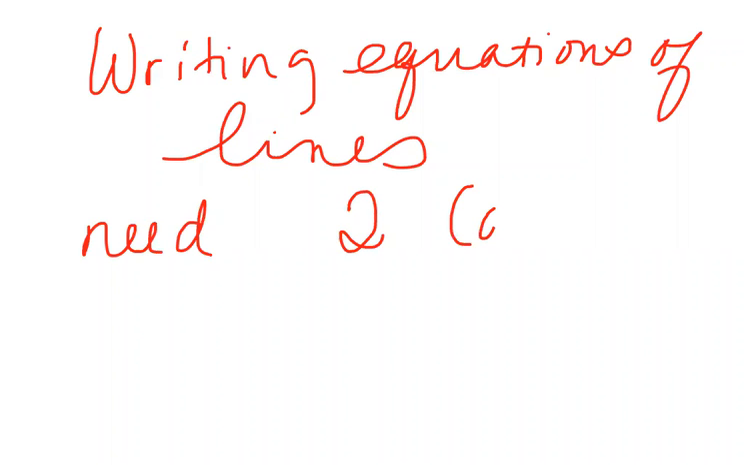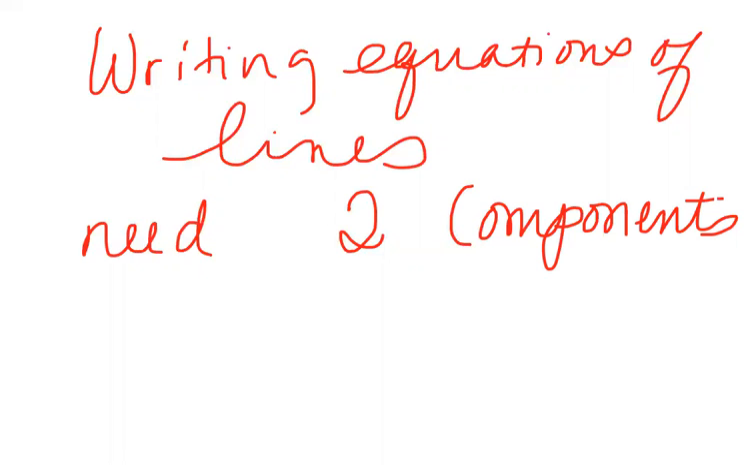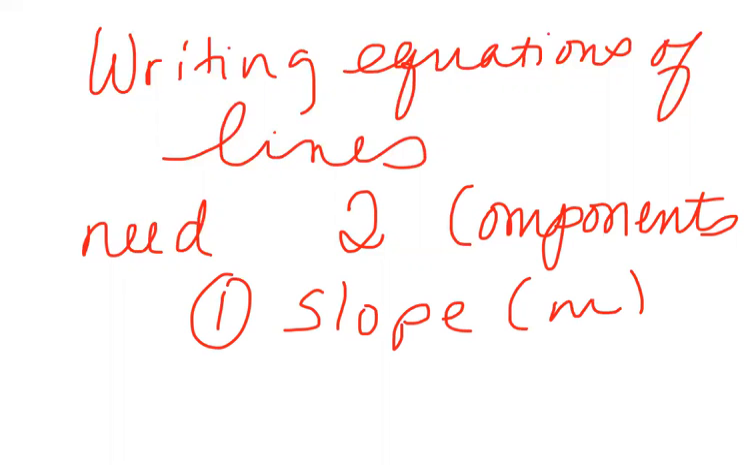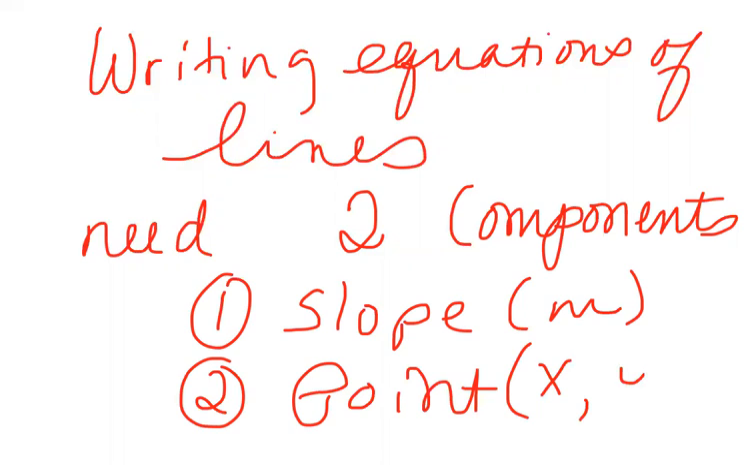typically two components, okay, when you're writing the equation of lines. And so the two components include the slope, which we use the letter M for, and then number two, a point, which we identify as x1, y1.